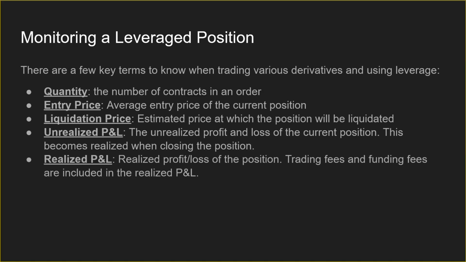And then the realized P&L. This is the realized profit and loss of the position. Trading fees and funding fees are also included in the realized P&L. So you get to actually see and calculate what the total profit was after any fees of opening the position, trading fees, funding fees, and any sort of shifts in the market once it's actually closed out, and that unrealized profit and loss finally becomes the realized profit and loss.